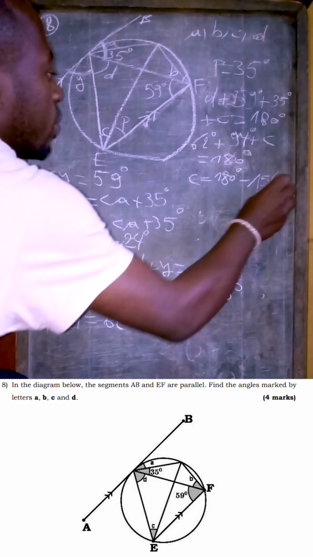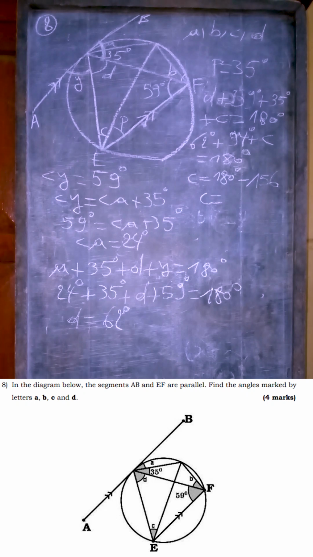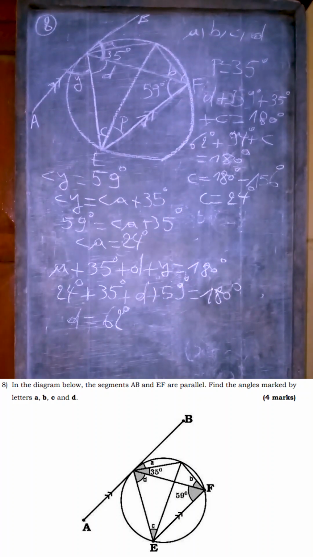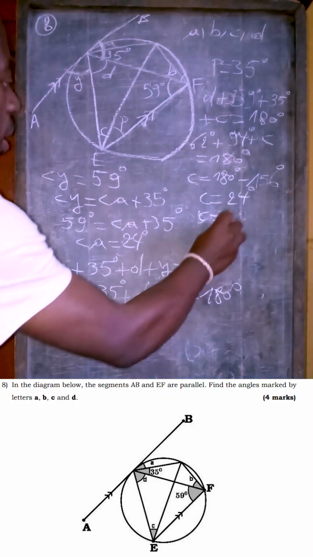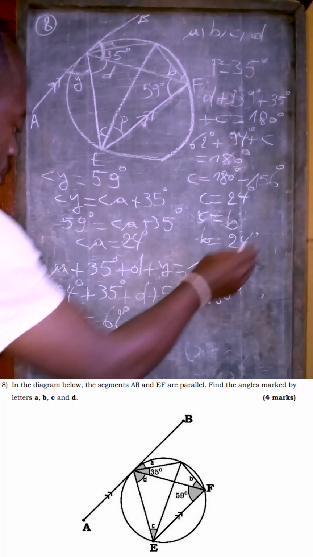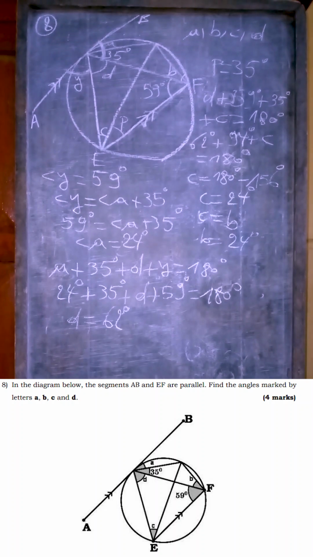156 and C is equal to, let us use the calculator, 24 degrees also. Here there is degree also. And if C is equal to 24 degrees, C is equal to B, and D also is equal to 24 degrees. Means that A, B, C are equal. All the three angles are equal.